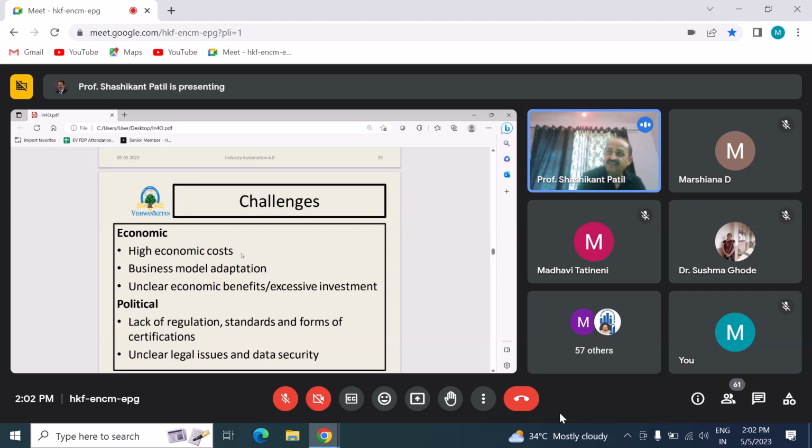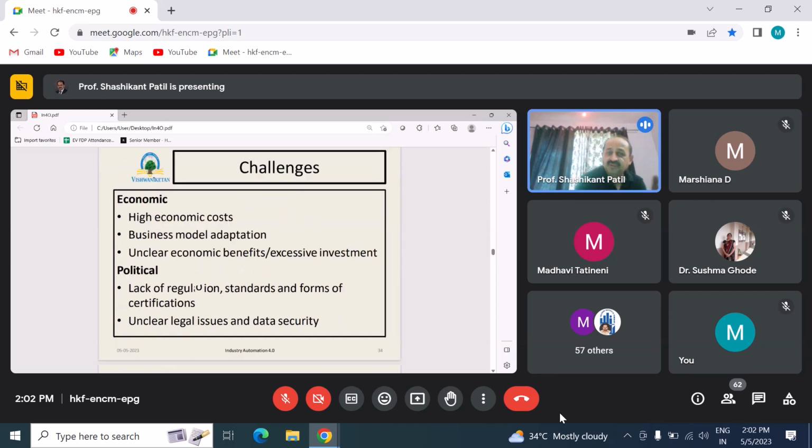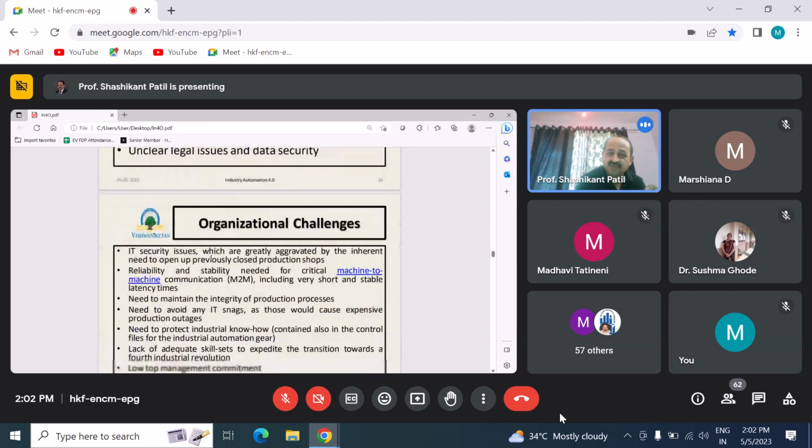Every country, every state, every region is having their own norms, conditions, regulation acts, standards, and forms of certifications, NOCs from other bodies. That is also one kind of headache. Then there are unclear legal issues and data security. So these are the challenges which you need to think about while implementing Industry 4.0.